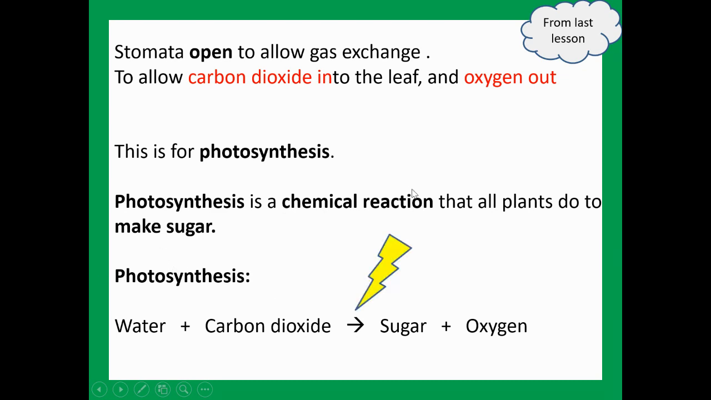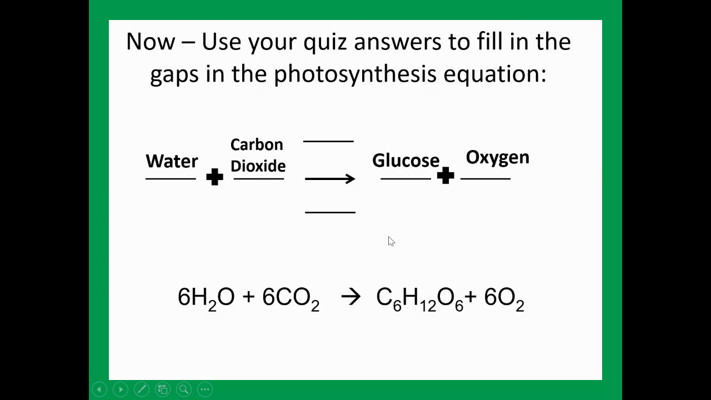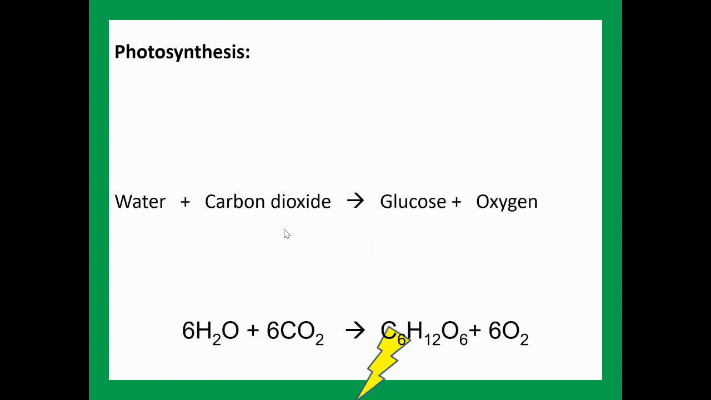Okay, I've used this lightning bolt here, and you'll see it again in a bit, just to represent the fact that it requires light to happen. The arrow represents the fact that it's a chemical reaction. It shows that a reaction is happening, but it requires energy to do that.